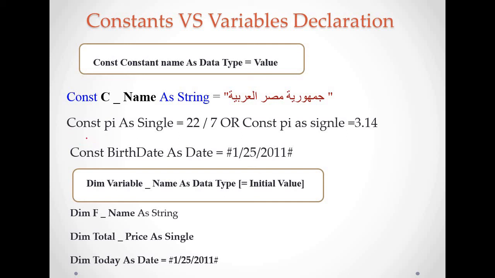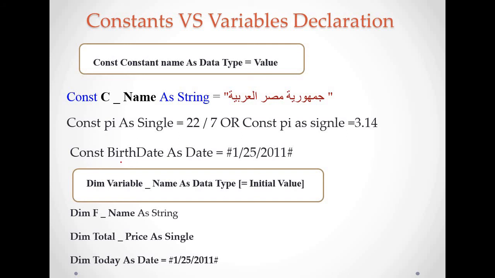Another example is to write the area of the pie. It is a constant because it has a fixed value. So the Const here declares the constant, then after the word As, this is the data type, which is Single. After the equal sign, I have here the fixed value.